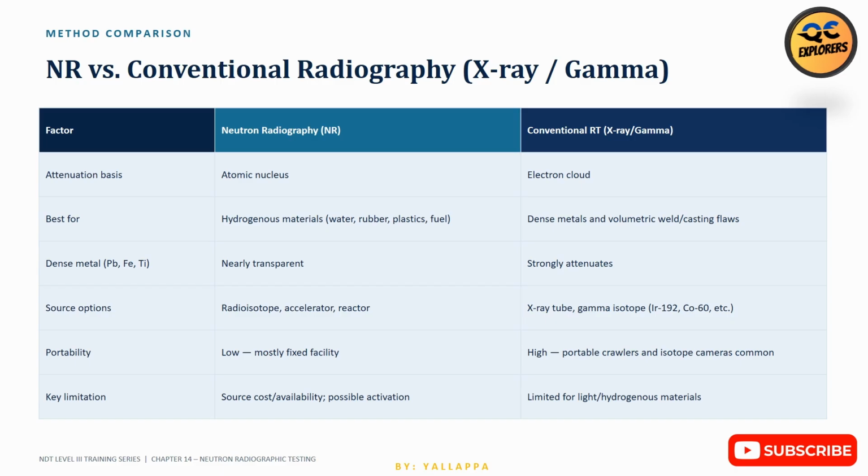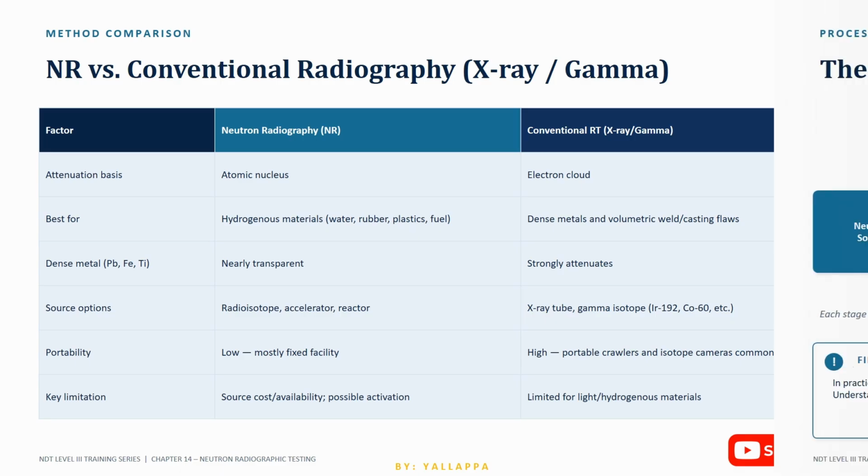With that comparison complete, we've now covered the fundamental principles: equipment, neutron sources, image formation, interpretation, and industrial applications of neutron radiography. Let's move into the final section of this chapter, where we'll review the key concepts and prepare for certification-style questions.